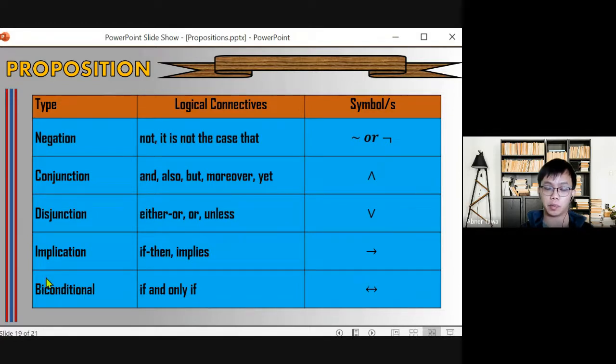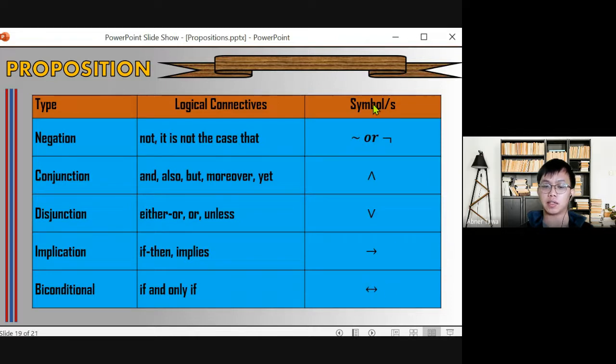And the last type of compound proposition is the biconditional. From the word bi, it means two conditional statements combined into one. The connective used is if and only if. We can just call the parts of a biconditional subpropositions. And the symbol for that is a two-sided arrow.